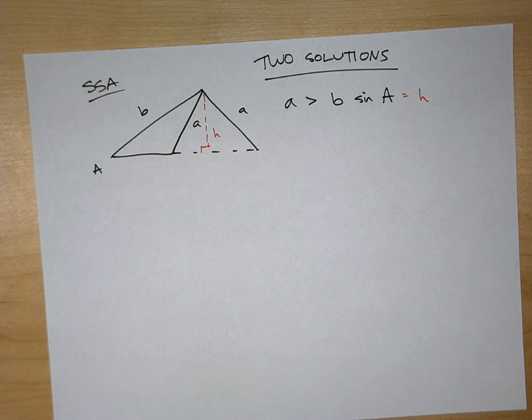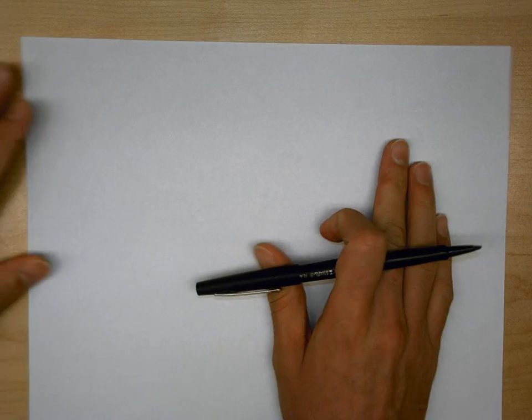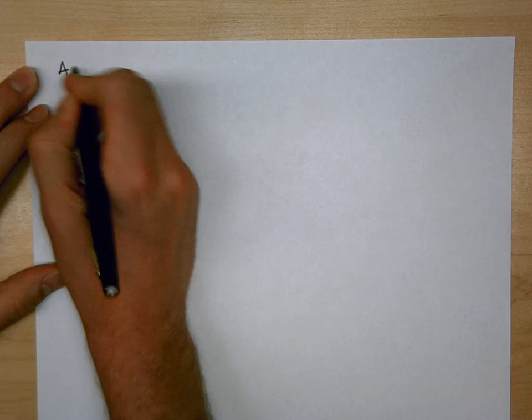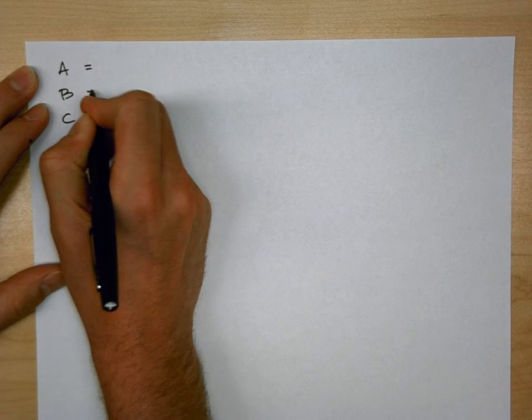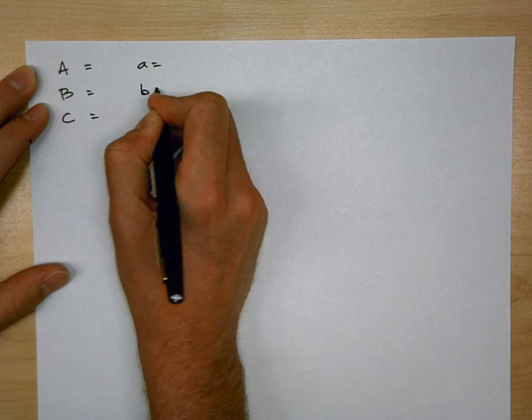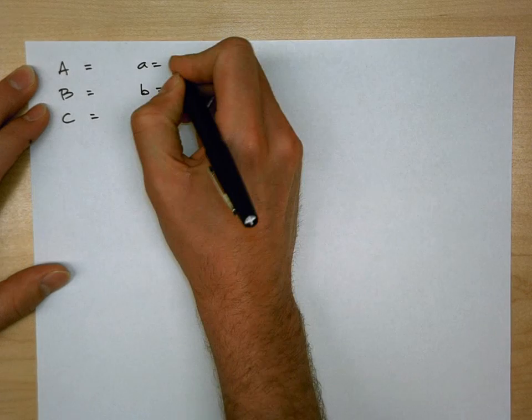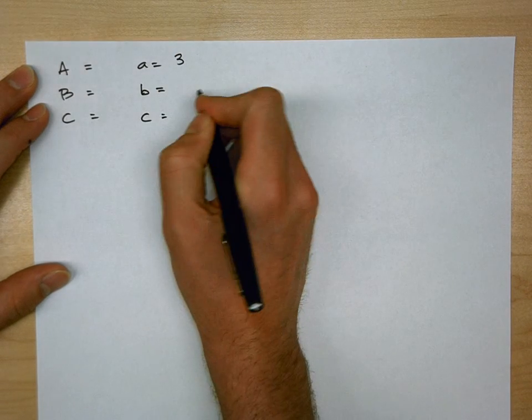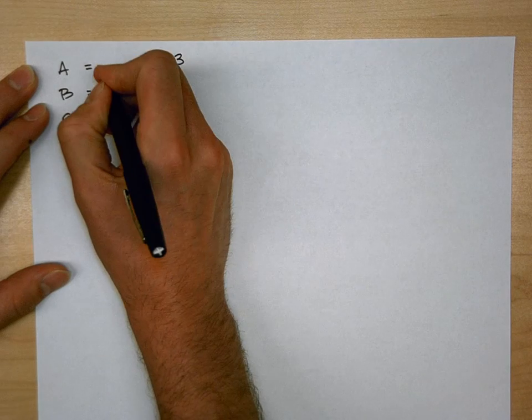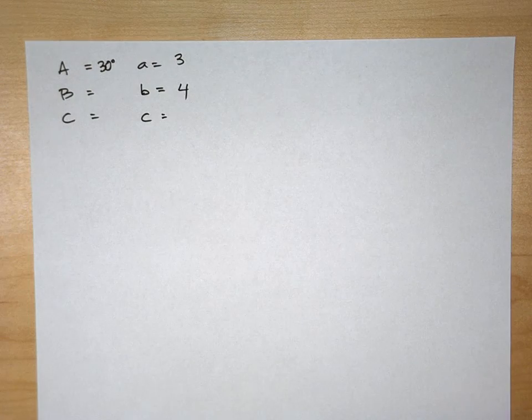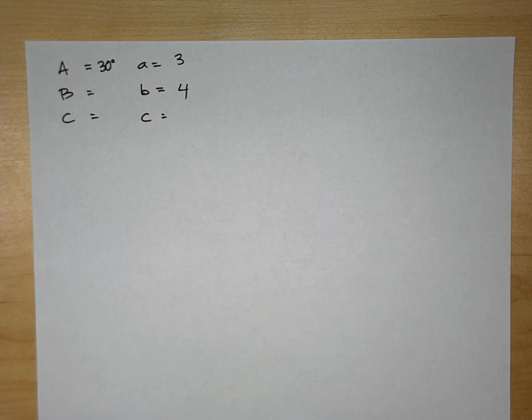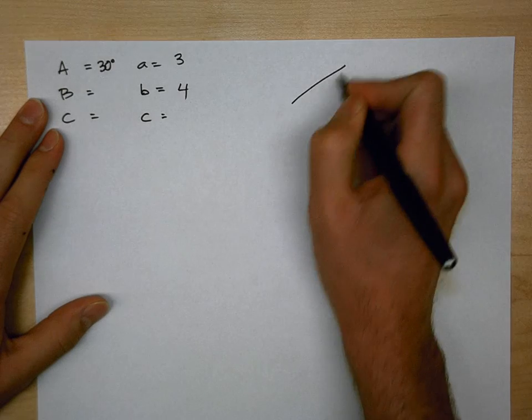Okay, so let's practice solving one of these now. Suppose we were given three pieces of information. Those pieces of information were that little a equaled 3, little b equaled 4, and angle A was 30 degrees.